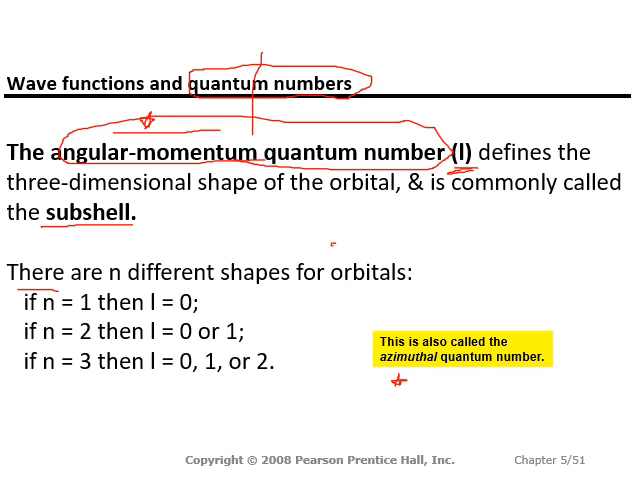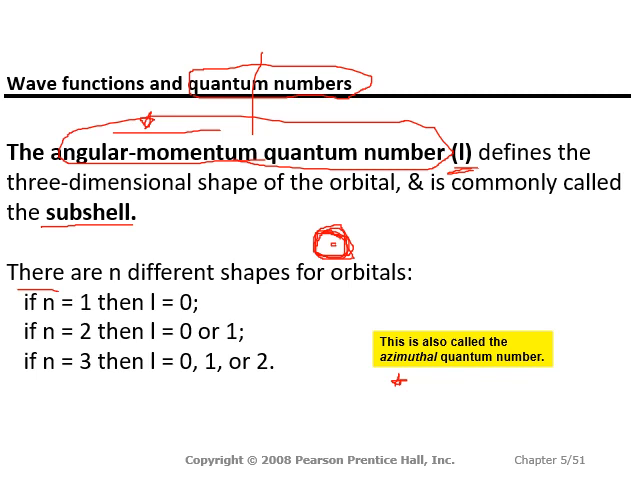Let me try to draw this a little. There's the nucleus, and here is the n equals 1 main level, and it can only have one subshell. It's the s subshell, which is a sphere. And it's going to look like that. That's all you're going to have for n equals 1, because it's not big enough to accommodate anything more than that.